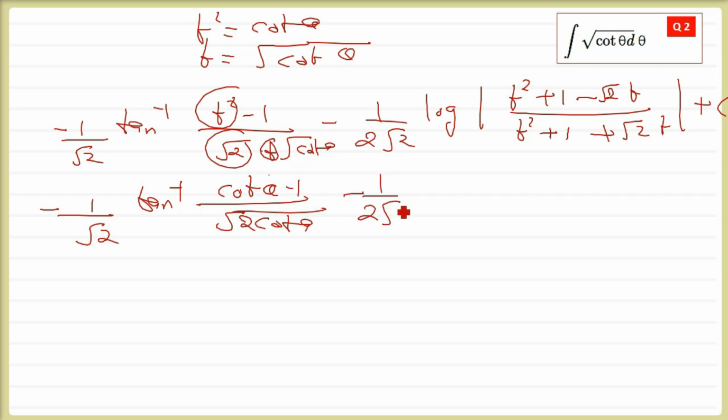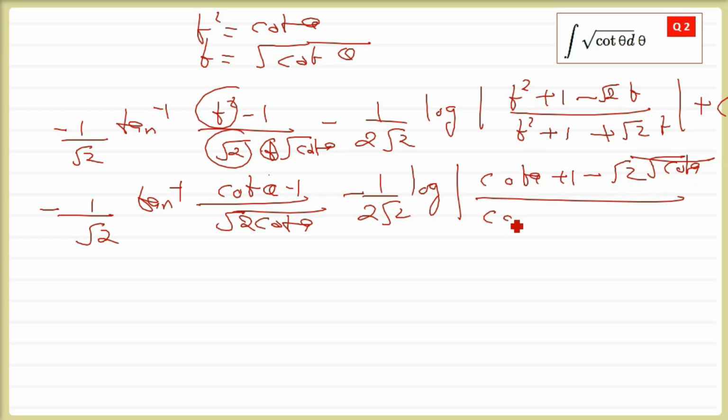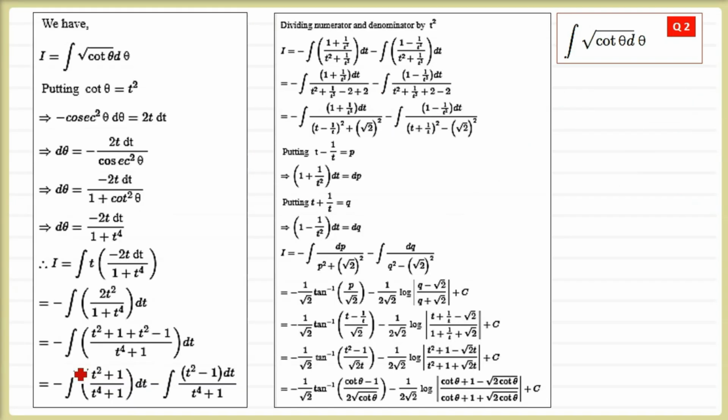Minus 1 by 2 root 2 log t square is cot theta, so cot theta plus 1 minus root 2. T is under root 2 cot theta. Then we have cot theta plus 1 plus under root 2 cot theta plus a constant of integration. And this is your final answer. So again I'm saying, there are multiple things which we have employed here. It's a very strong question that may come in your 5 marks.